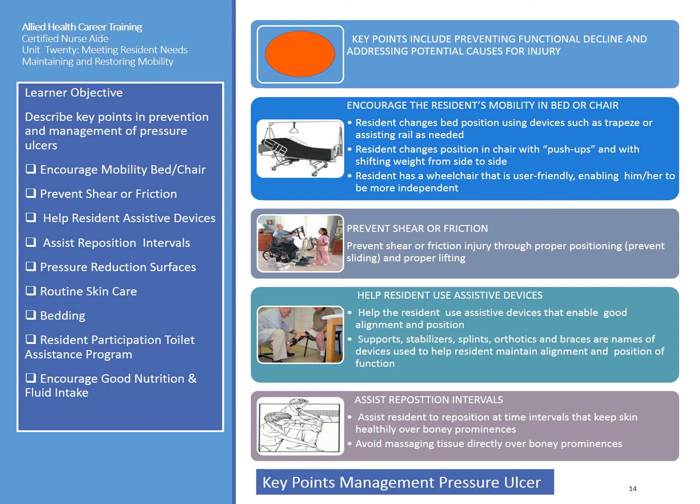The resident changes positions in the chair with push-ups and with shifting weight from side to side. The resident has a wheelchair that is user-friendly, enabling him or her to move independently. So when they're sitting in the wheelchair, again, just have them put their hands on the armrest and then push up to distribute their weight from one side to the other side, alternating with also sitting on their buttocks.